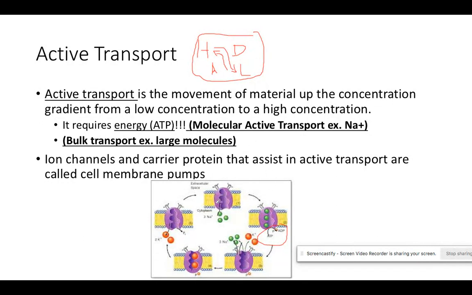And even if you don't understand what's going on here, this is a sodium potassium pump, which is how nerves work. So we'll talk a little bit more about that. But this is, again, active transport. And ATP is always a clear indicator. And again, ion channels and carrier proteins are going to help that stuff be transported, right? So literally it'd be like a trucker, grabbing material and then transporting it to the particular place that it needs to get to, right?